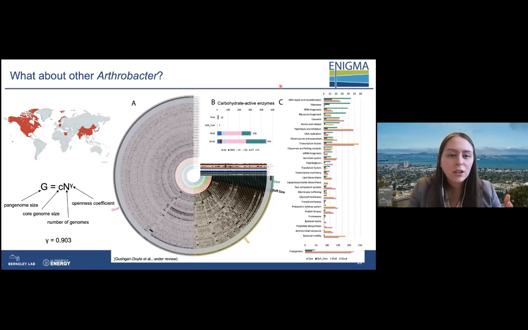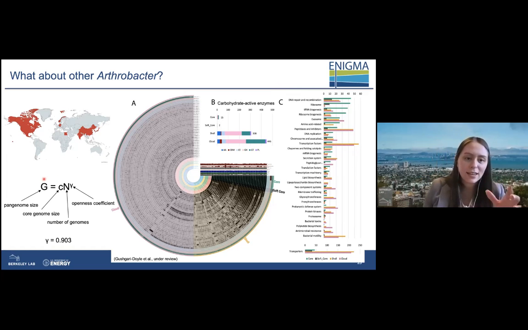And so in addition to just looking at the genes, we can quantify a pangenome using this simple little equation here, G equals C n to the power of gamma. Where G is the pangenome size, so all of the genes in this entire visualization of gene clusters, C is the core genome size, which would just be these guys in green over here. n is the number of genomes, ours is 41, and gamma is the openness coefficient, which is what we're solving for.